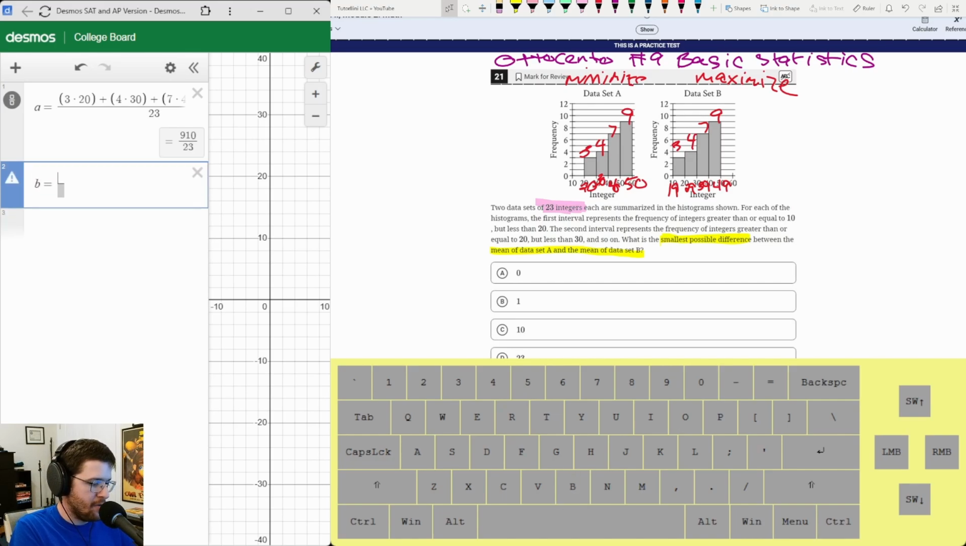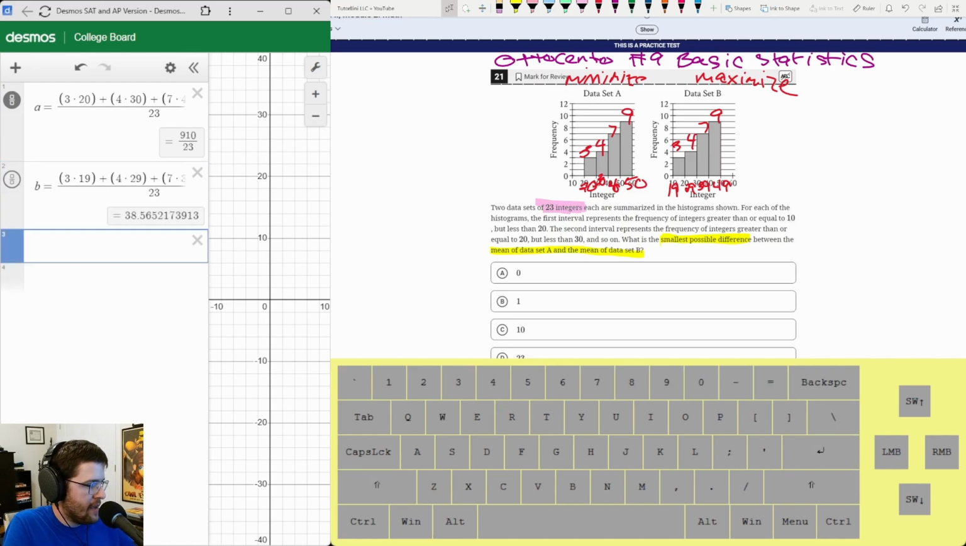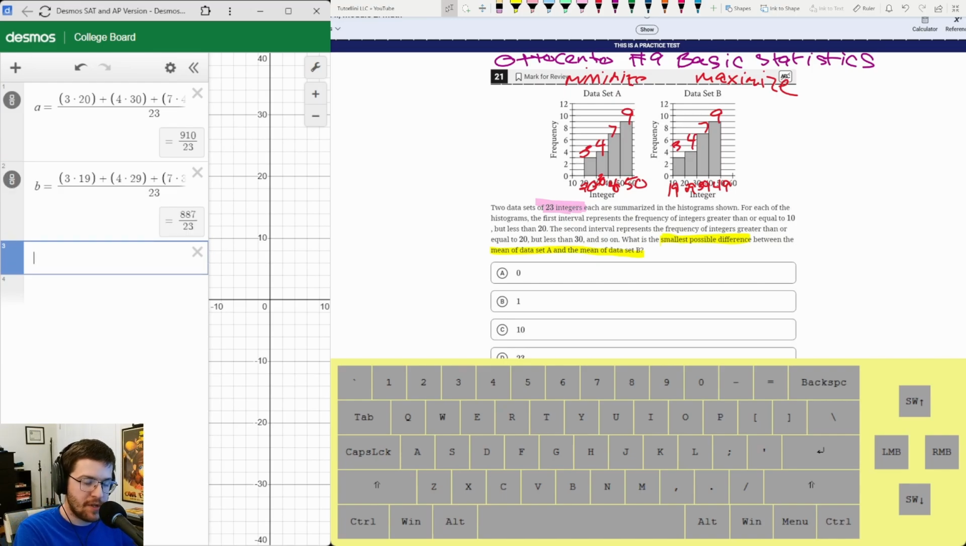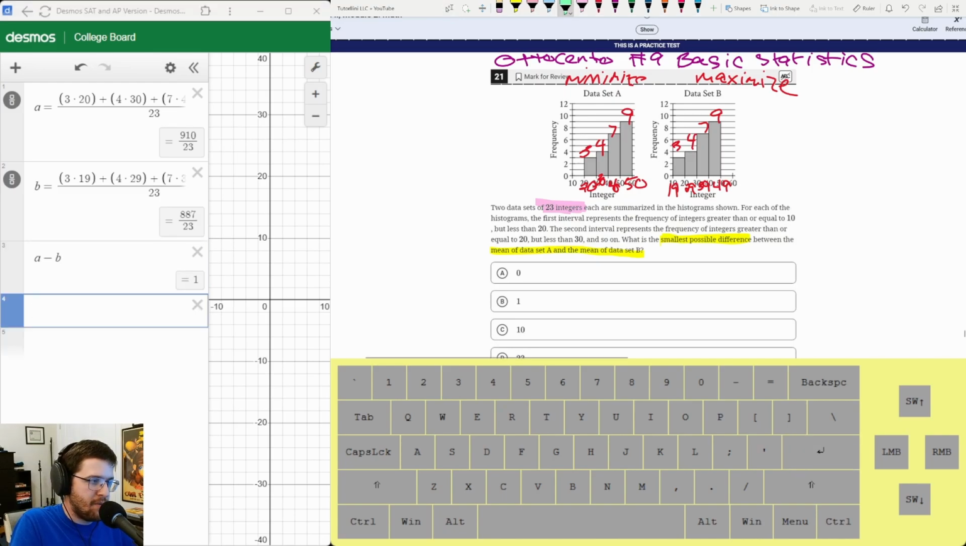And now I'll do little b equals same thing, 23 on the bottom, because they have the same number of data points. But now I'll do 3 times 19 plus 4 times 29 plus 7 times 39 plus 9 times 49. And that is 887 over 23. And now it's the difference, so I just subtract them, a minus b, which is 1. And that gives us answer choice B.